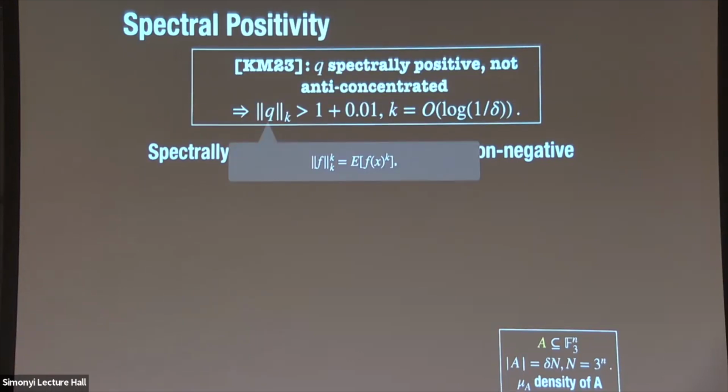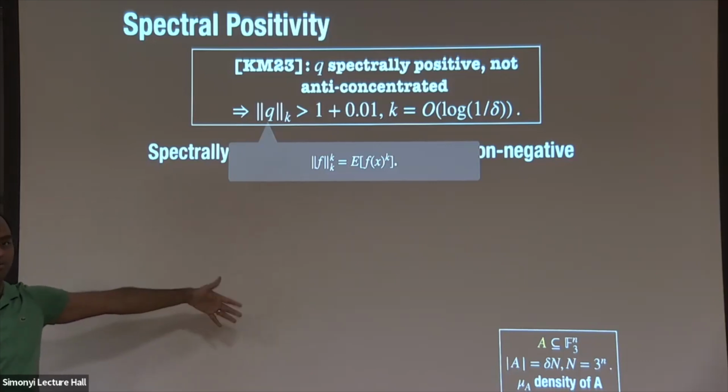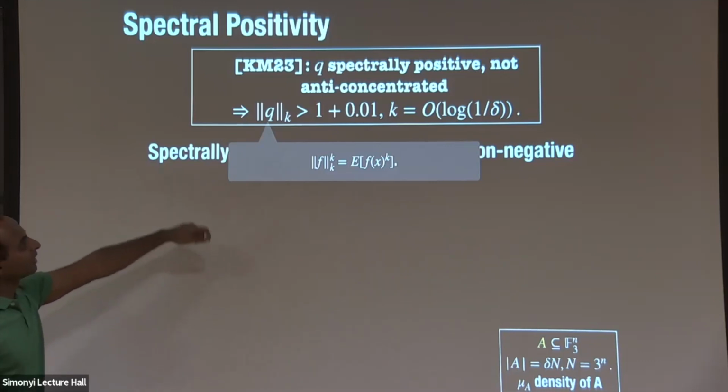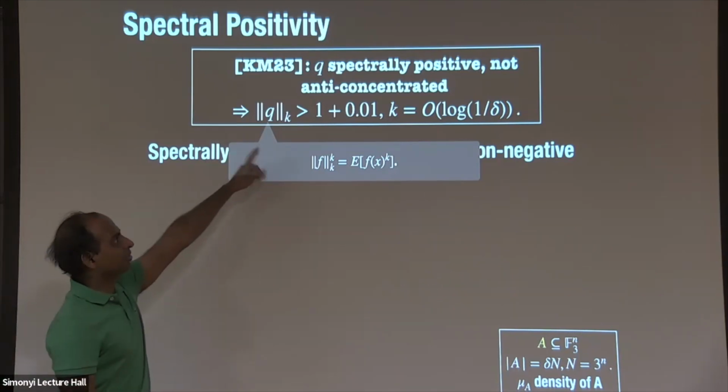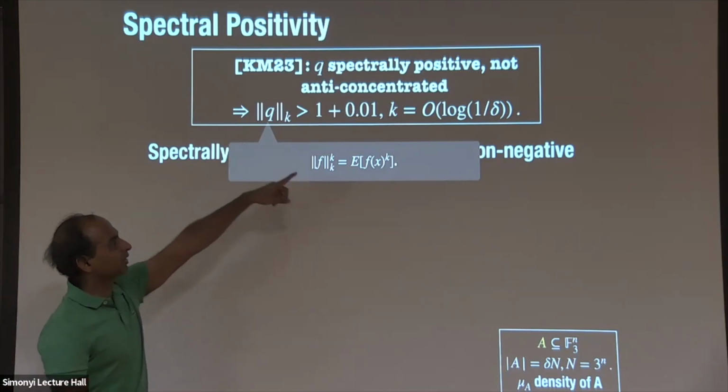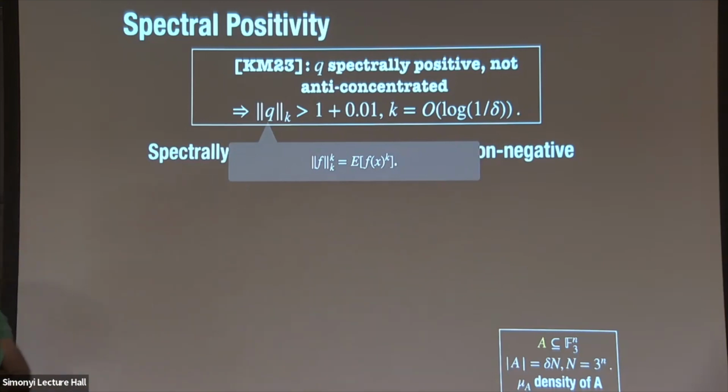Quantitatively, what this translates to is: if you are spectrally positive and not anti-concentrated, which was our way of saying you effectively have downward errors, then you must be taking large values too. In particular, the K norm for K roughly log 1 over delta is at least 1.001.